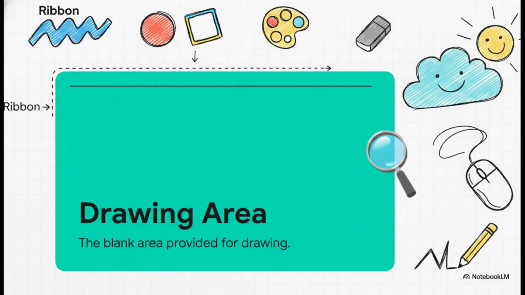Out of all those different parts, I really want to zero in on the 2 absolutely crucial workspace elements that we're going to use the most. First up, the ribbon. The text says it contains tabs, groups, and commands. Basically, that is where every single brush, shape, and color lives. Second is the drawing area. The book defines this simply as the blank area provided for drawing. It is your digital canvas.